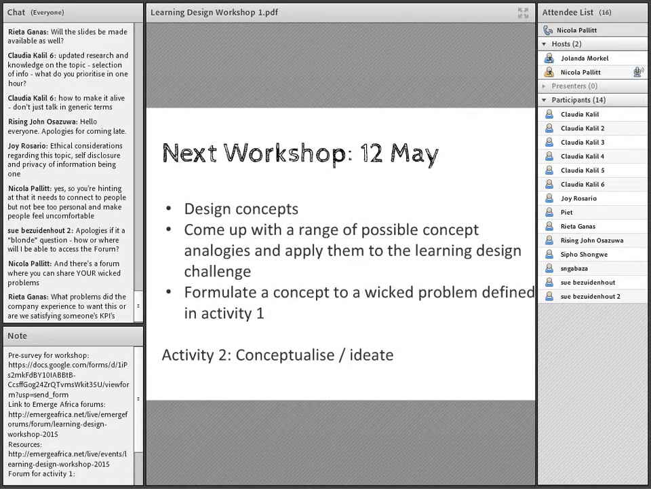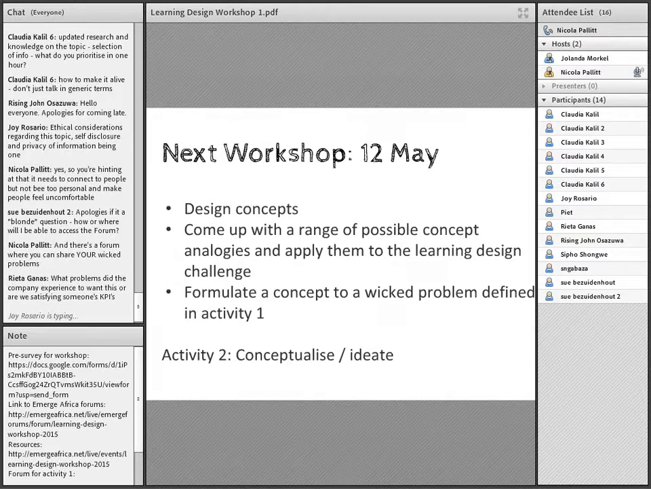I'd also like to mention that we've got a forum where you can share your wicked problems, and we can collaborate around one another's wicked problems and learning design challenges, and come up with questions. So please feel free to pitch your learning design challenge for the group. I think that would add a nice dimension because we're all coming from different contexts. Wicked problems are always unique, but we all face our own learning design challenges.